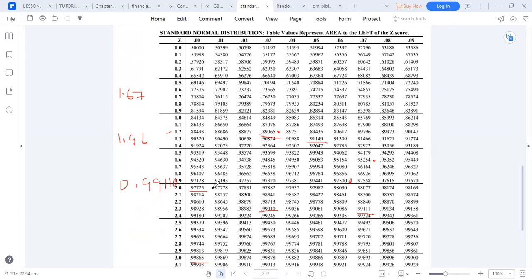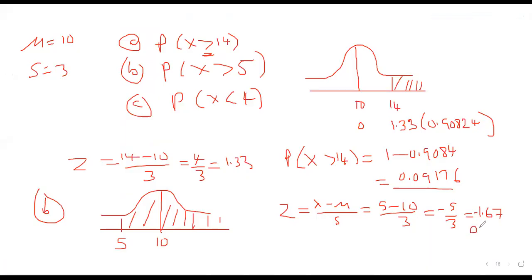1.67 is 0.9525, 0.95254, correct? Yes. And then since the shading is big, we're going to go there. Just like that. You don't subtract. If the shading is big, you get the positive side directly.